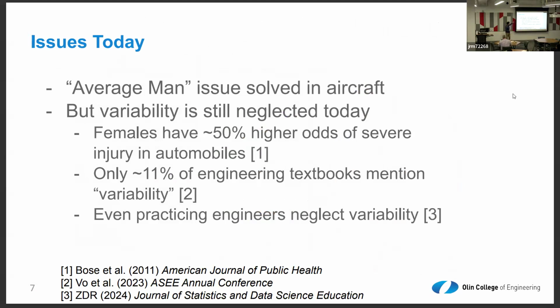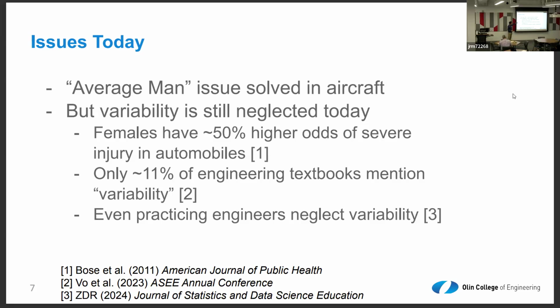So for instance, in a fairly recent study, Bose and others found that females in the United States have about 50% higher odds of suffering a severe injury in an automobile crash. And the Government Accountability Office points the blame at crash testing practices. So even today, the standard practice is to use a scaled median male dummy in order to represent female bodies, completely ignoring the systematic anatomical differences across people that actually lead and contribute to these kinds of disparities.